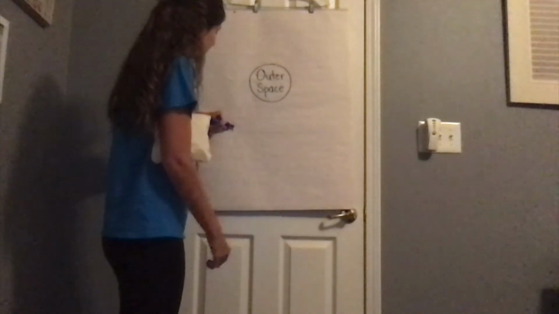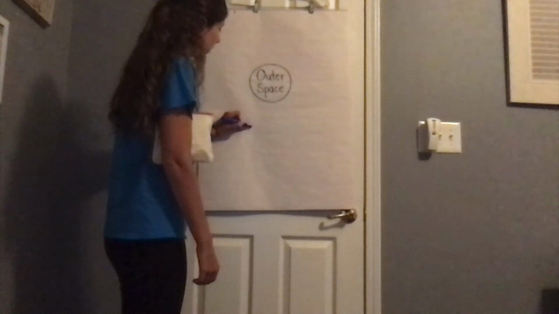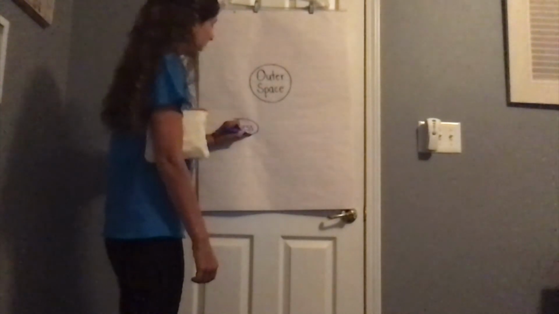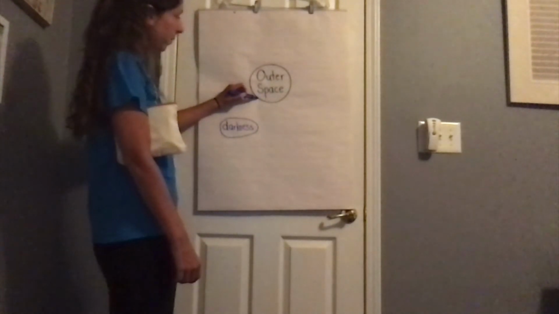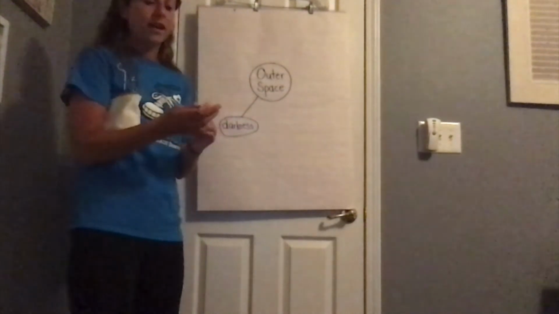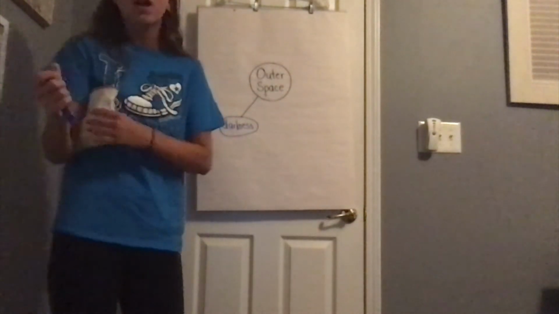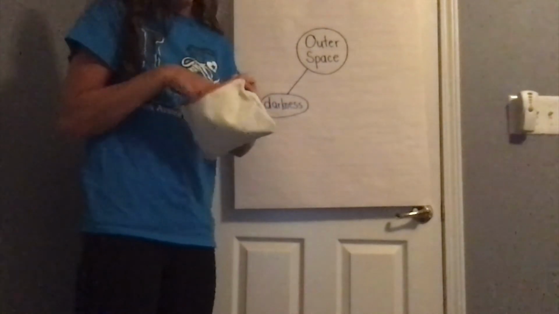And what you do is you put your describing words in bubbles, and then you draw a line from the main topic to the bubbles you create. And that's how you create your bubble map. I'm just going to move my camera a little bit closer so you can see outer space and darkness.